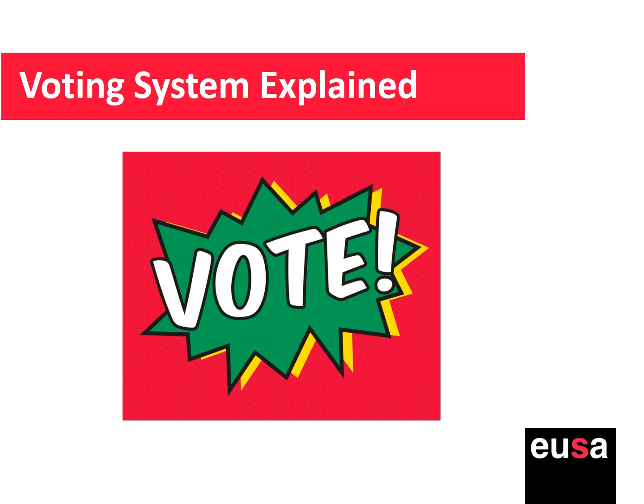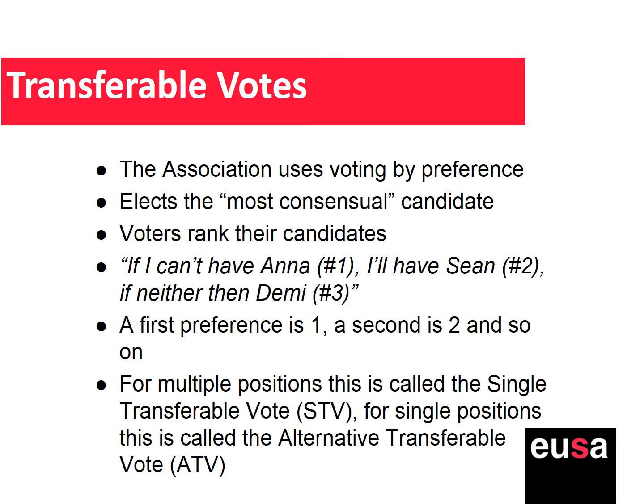EUSA uses a transferable voting system, which may sound more complex, but is quite straightforward in practice. It's all about finding consensus about which candidate or candidates voters want to take up a position. Voters rank candidates in order of preference, putting a 1 next to their first preference, a 2 next to their second, and so on. For multiple positions, this is called the single transferable vote, while for single positions, this is called the alternative transferable vote.